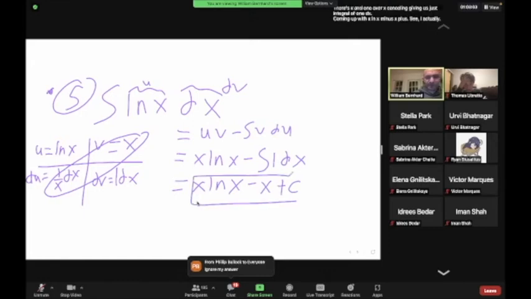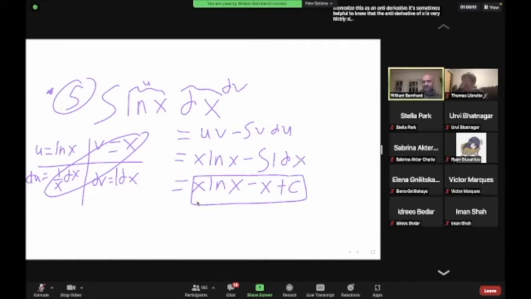I actually memorized this as an antiderivative. It's sometimes helpful to know that the antiderivative of ln of x is very nicely x ln x minus x. Any questions here?